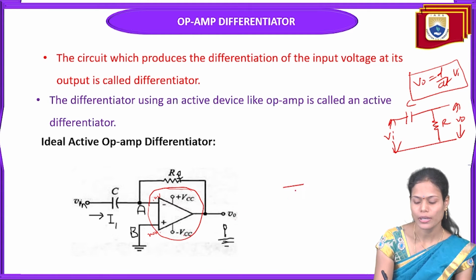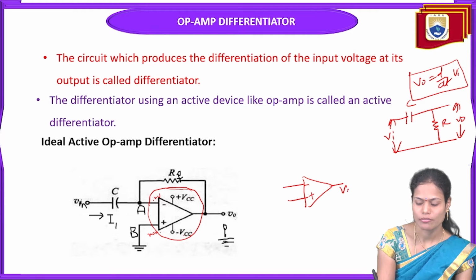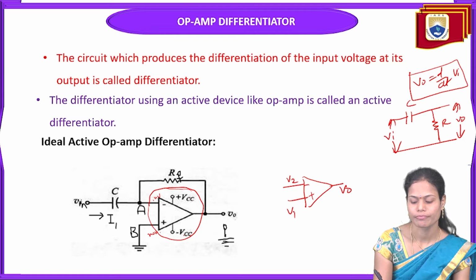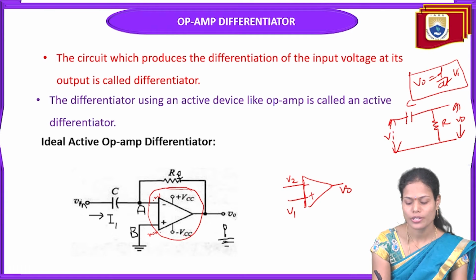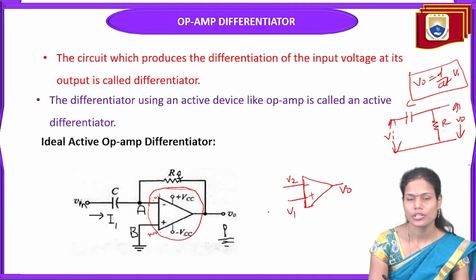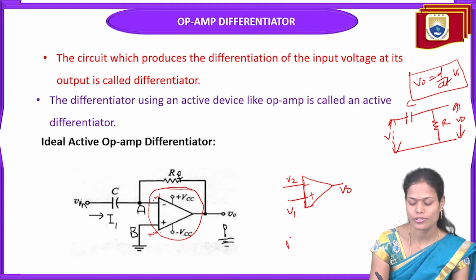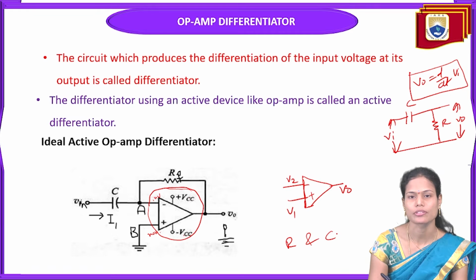So this is the normal op-amp, minus, plus, V0. This is V2 and VB. For this operational amplifier, we are adding some external components to make it a differentiator. So what are the external components we are adding here? One resistor and one capacitor.